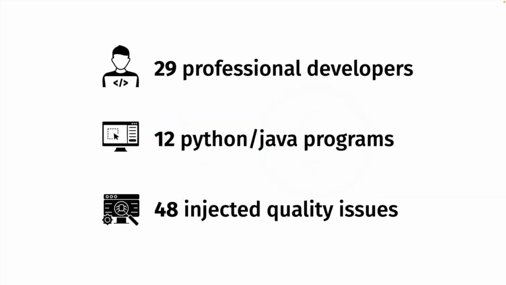These were some numbers. So we had 29 professional developers. We had 12 Python and Java programs. So these were the same 6 programs we translated across the 2 languages. And each of the participants reviewed 2 different programs, okay, in the same language. They could pick if they preferred Python or Java. But these were 2 different programs, of course, one with the help of the AI, one without the help of the AI. And what we did was to inject the quality issues in these programs. Now you see 48 quality issues. This does not mean 4 quality issues per program, because this would be the result.